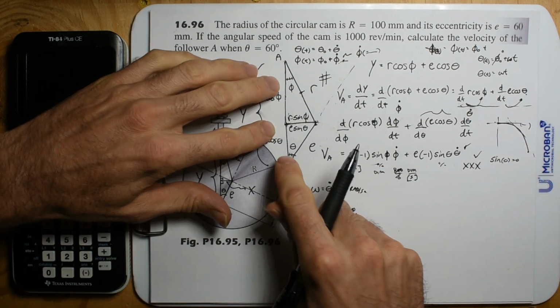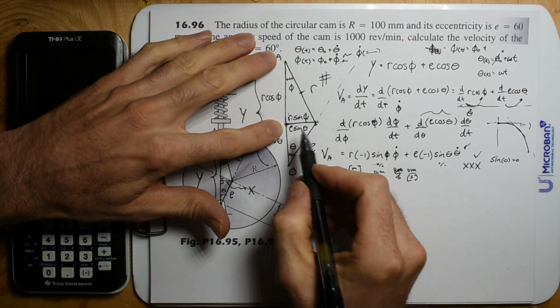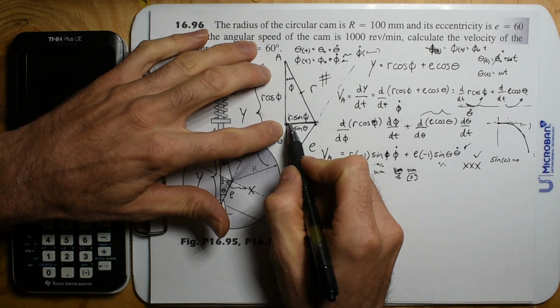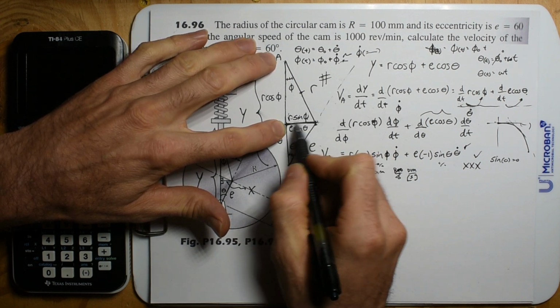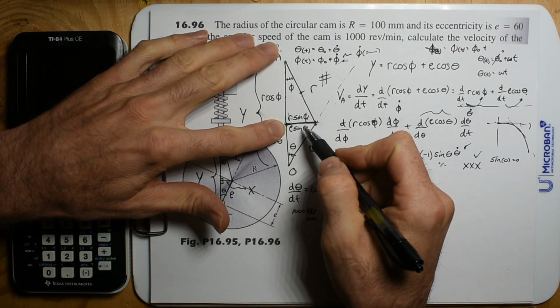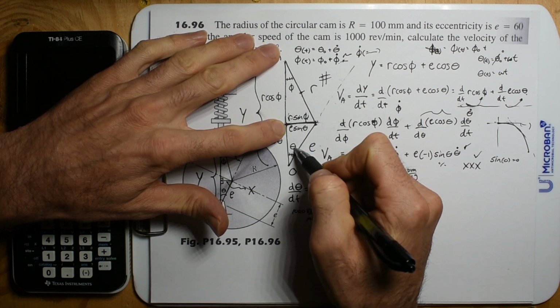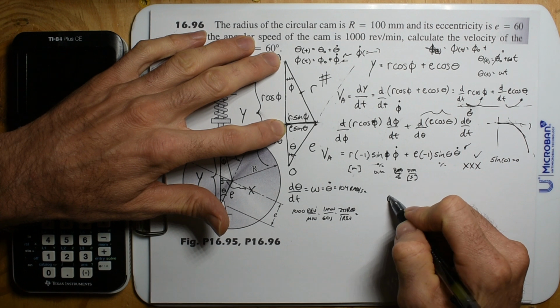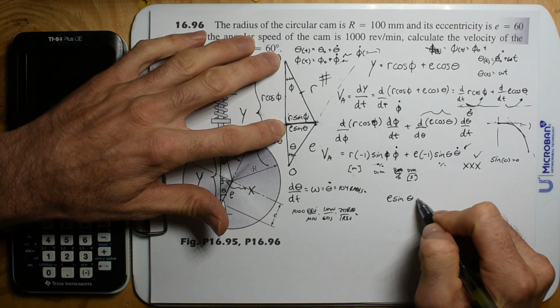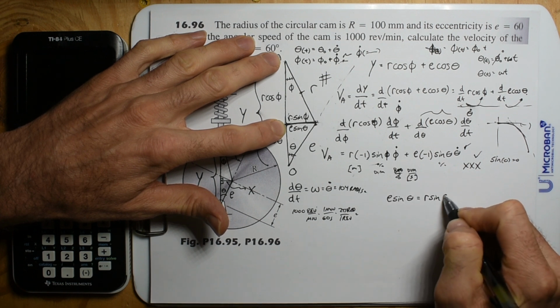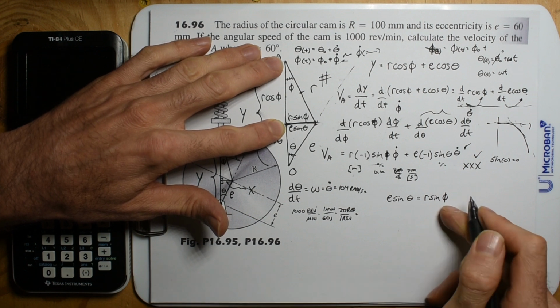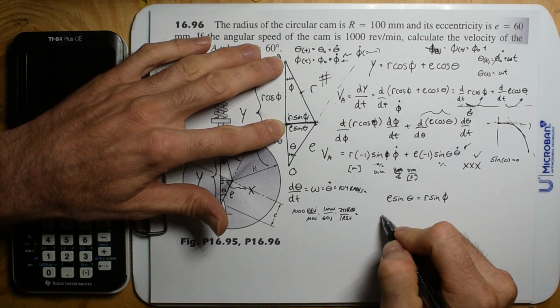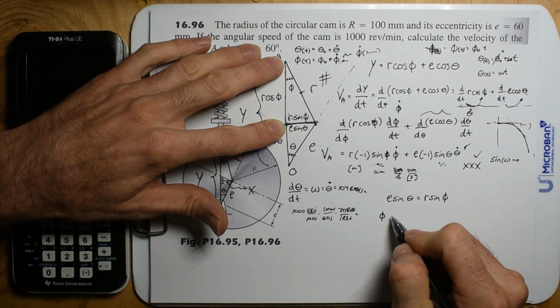So let's go back to our geometry and see that these two parts of the triangle share a common side. So we can say that this side in relation to theta is equal to that side, r sine phi. So we're going to say that e sine theta is equal to r sine phi. And now we're going to solve for phi. I'm going to get phi over here.